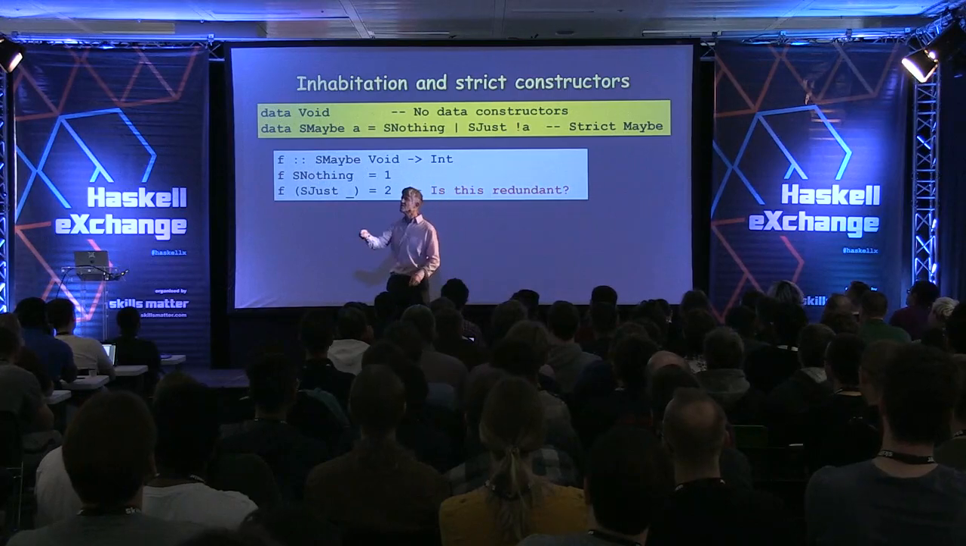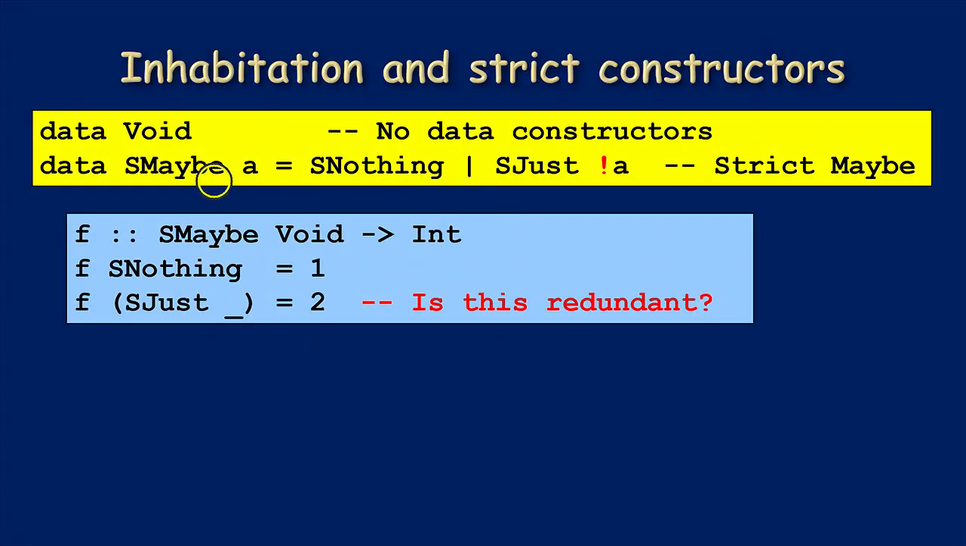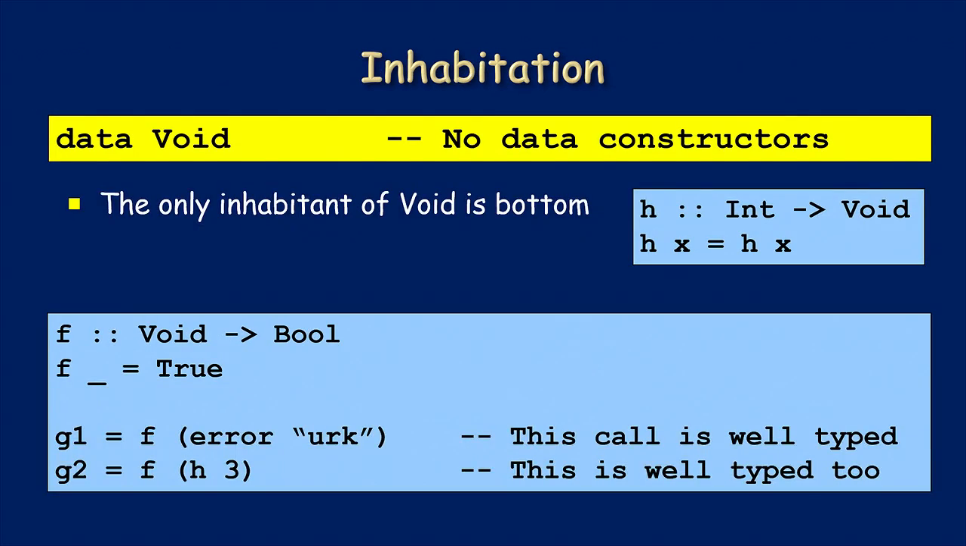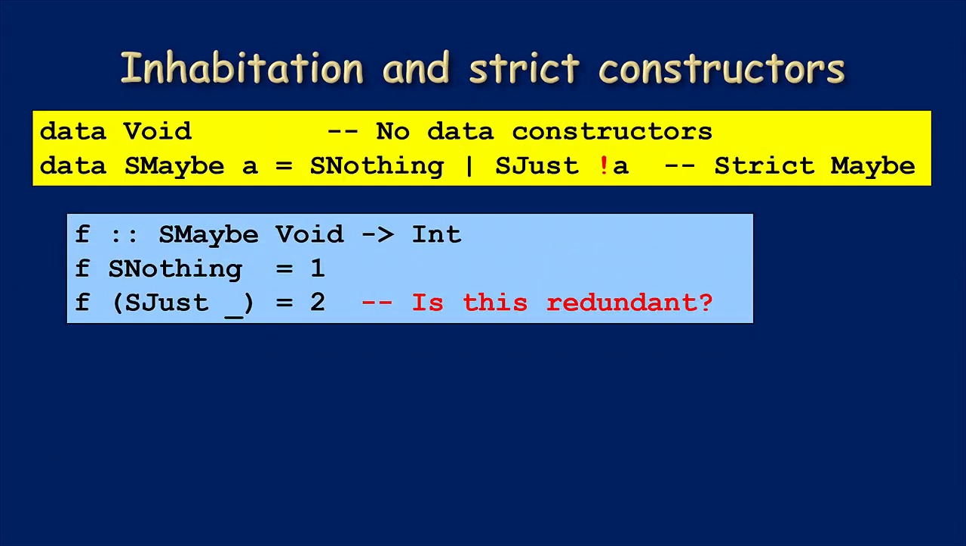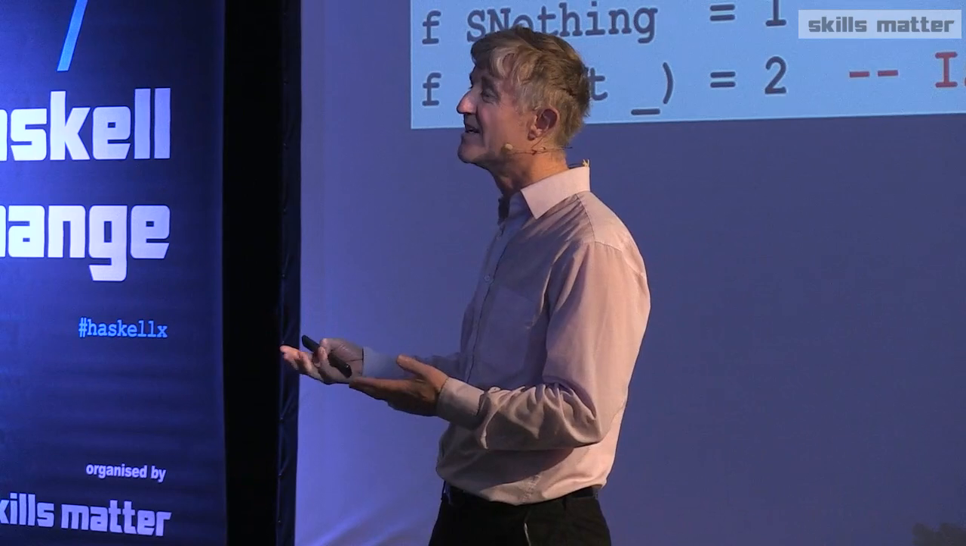Why? Well, because how could I construct SJust? Remember, the type of the function is S maybe void. So this argument here must be of type void, which means it must be bottom. But when I construct an SJust up here, I evaluate that bottom. So I cannot construct the value SJust bottom. If I try to apply SJust to, say, H of 3, SJust of H of 3 will evaluate the H of 3, which will produce bottom, right? So what that means is there are no values other than bottom that look like SJust of something. It's an uninhabited part of the data type.